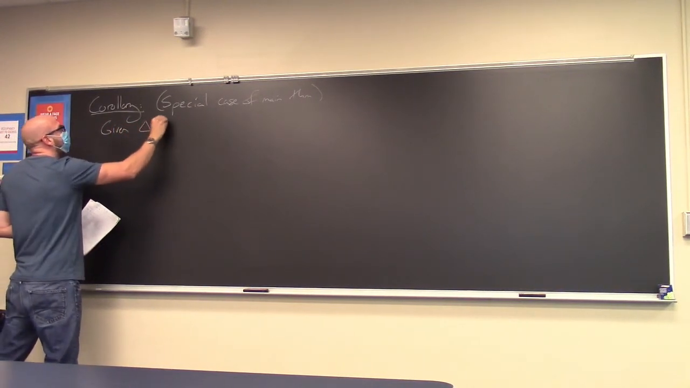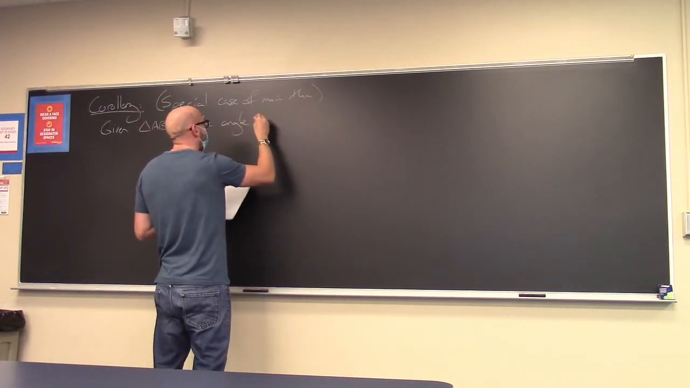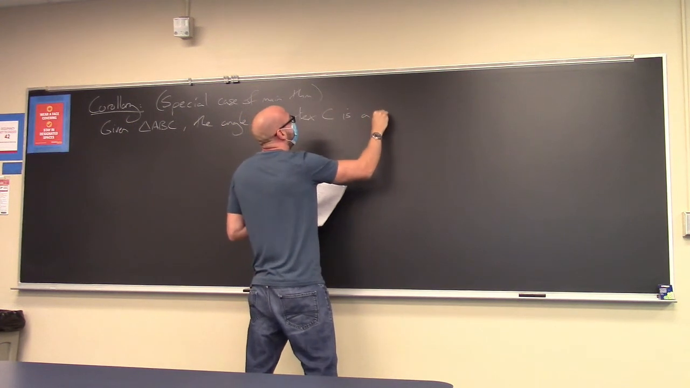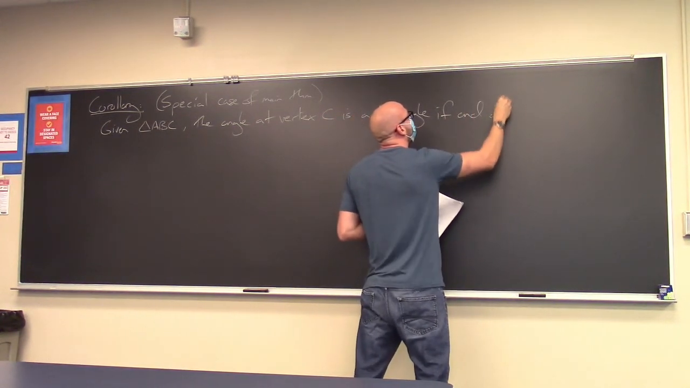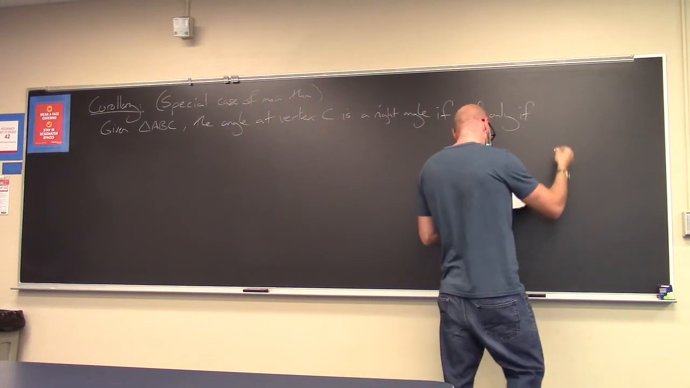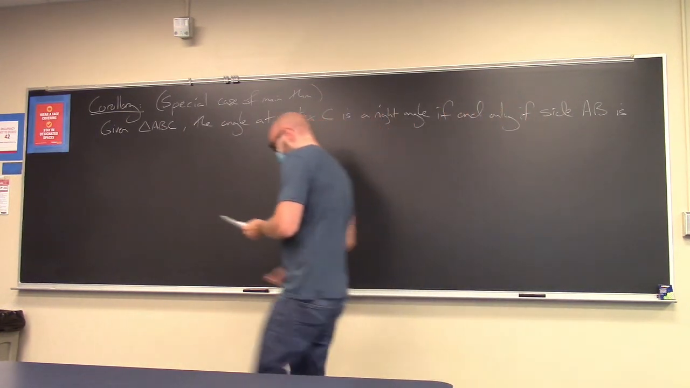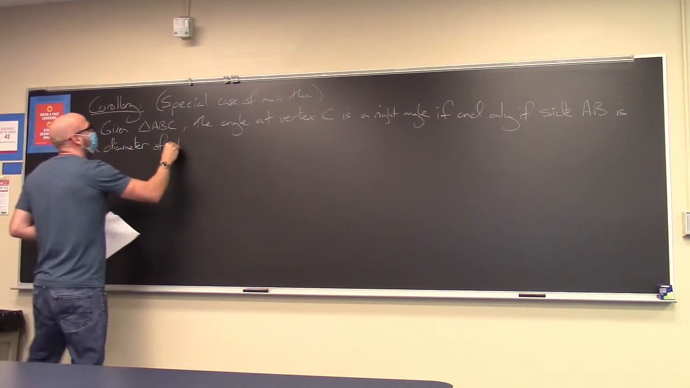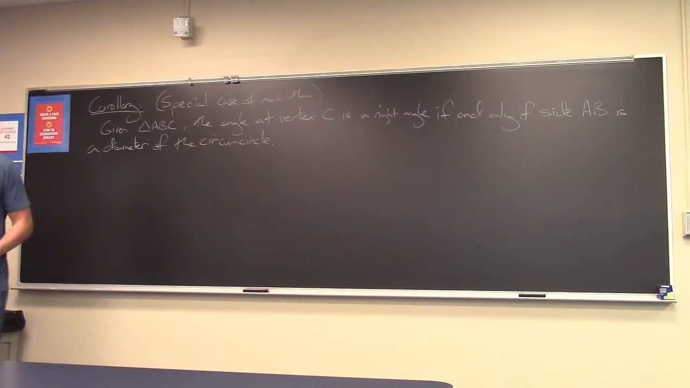And it says the following. So given triangle ABC, the angle at vertex C is a right angle if and only if side AB is a diameter of the circumcircle. Right, the circle in which this triangle is inscribed.